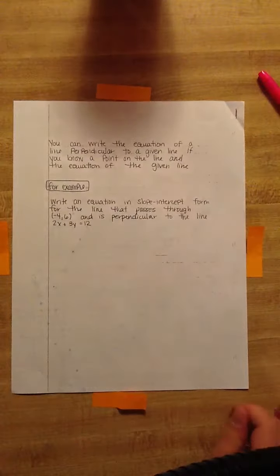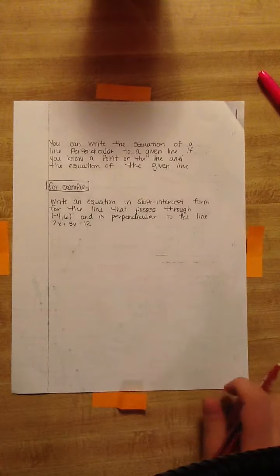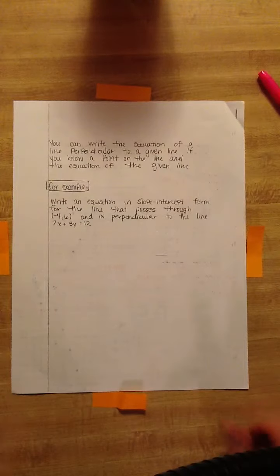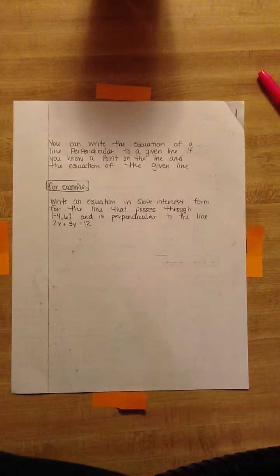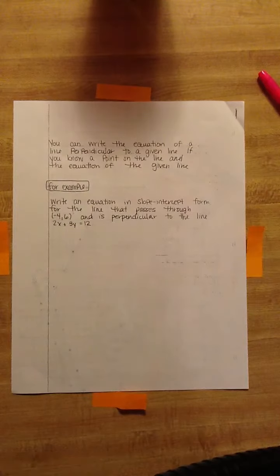Alright, turn to the last page. It says that you can write the equation of a line perpendicular to a given line if you know the point of the line and the equation of the given line. Now, again, this is just like that example on the first page where we're talking about parallel lines. We know that if we're given a slope, something perpendicular to it has to have an opposite reciprocal slope. And now we have an xy value with its ordered pair, so we can solve very similar to the first example. We're going to give it a try.